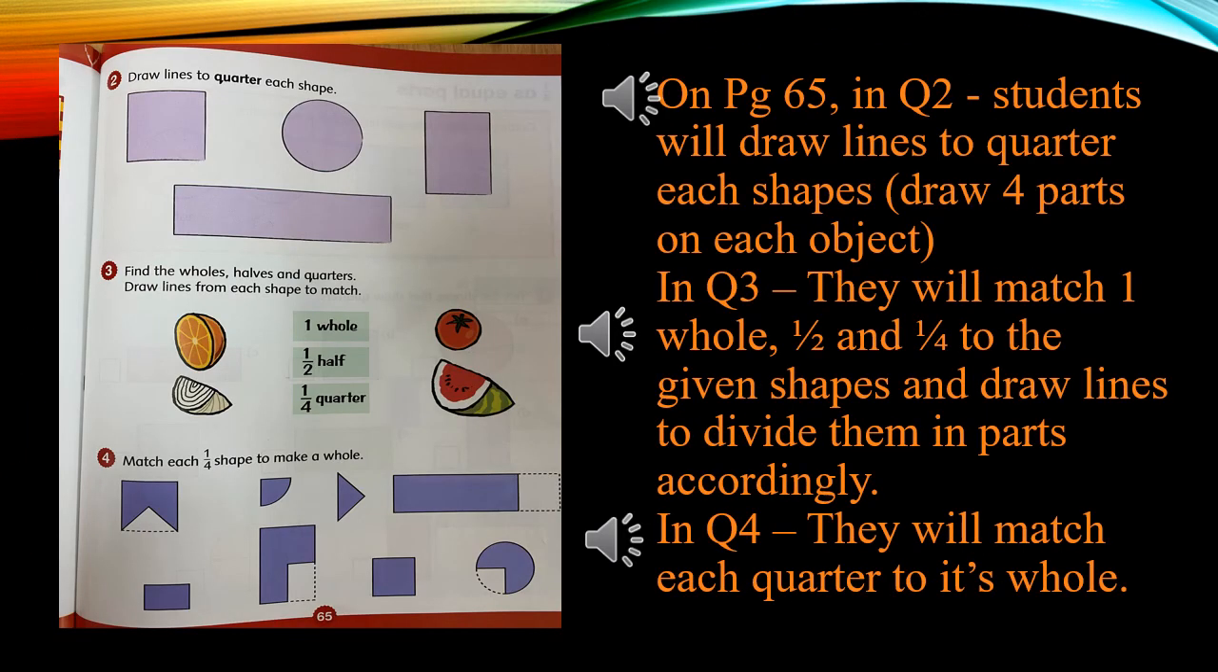Page 65, question 2. Draw lines to quarter each shape. Now, in every single shape, you have to first draw a line to half it, and then draw a line to quarter it into 4 equal parts.